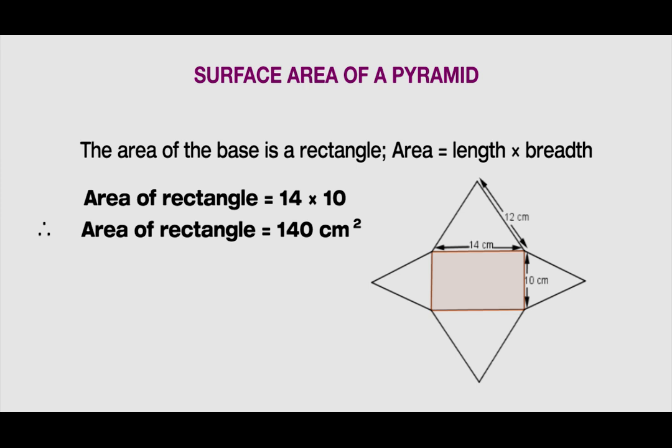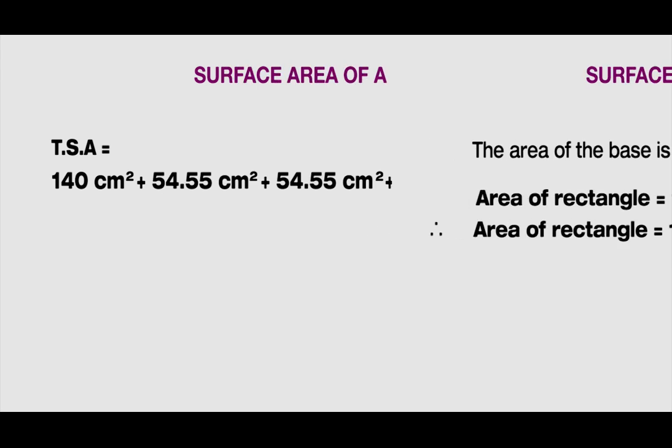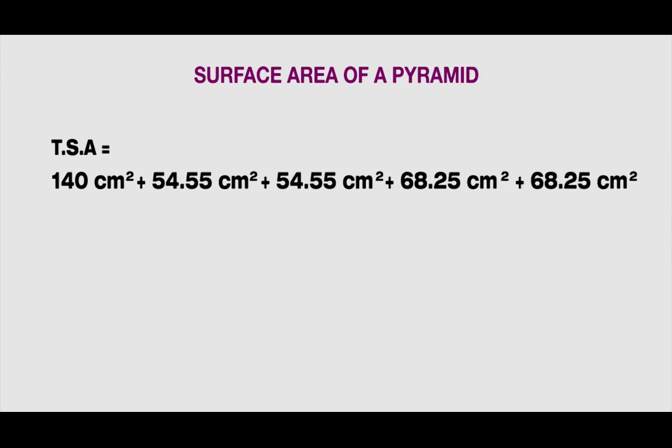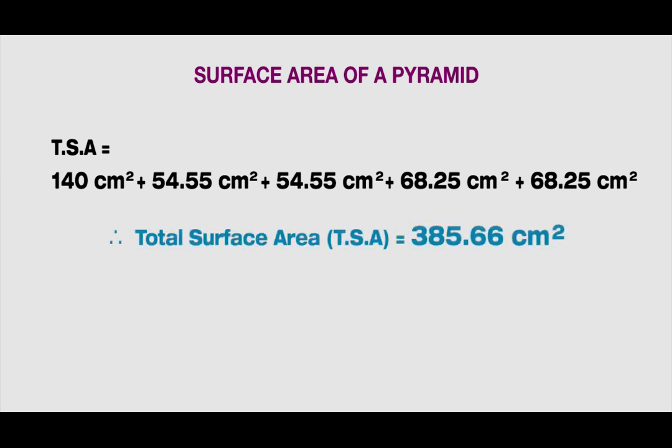Now we find the total surface area of the pyramid. And that is equal to 140 plus 54.55 plus another 54.55 plus 68.25 plus another 68.25. And that gives us a total surface area of 385.6 centimeters squared. Now let's look at the B.